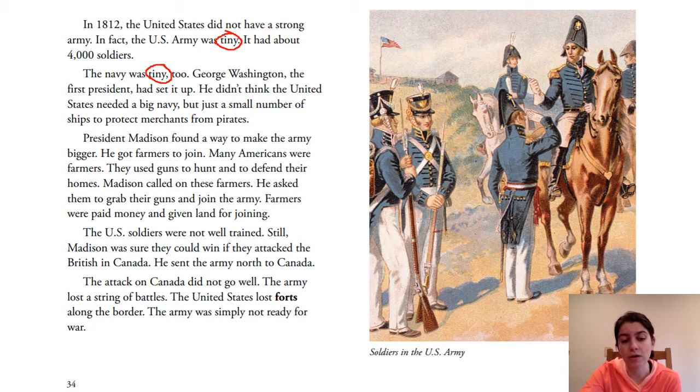The attack on Canada did not go well. The army lost a string of battles. That means they lost several battles, lots of them. The United States lost forts along the border. The army was simply not ready for war. So again, what did President Madison decide to do about the tiny army? How did he get more soldiers?